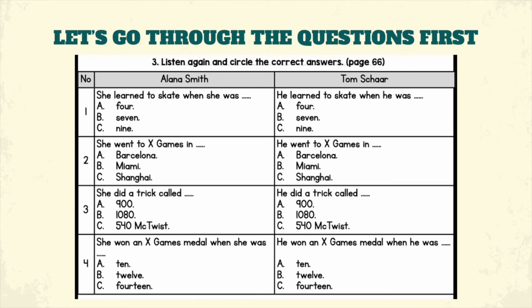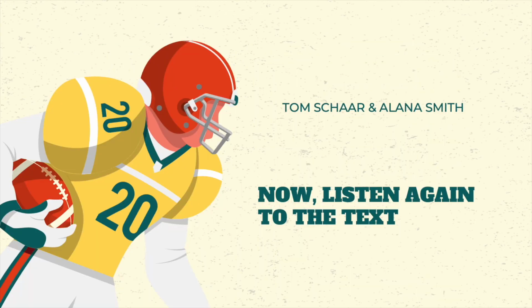Look at number 1. She learned to skate when she was. He learned to skate when he was. Number 2. She went to X Games in. He went to X Games in. Number 3, she did a trick called. He did a trick called. And number 4, she won an X Games medal when she was. He won an X Games medal when he was. Now, let's listen again to the audio.